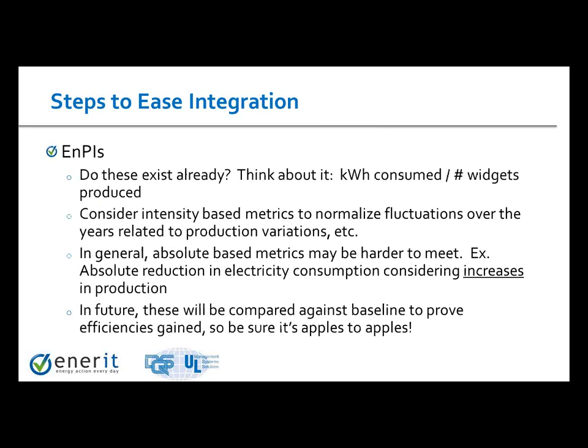Just talking about performance indicators, have you already identified energy performance indicators? Typically you may not have very strong energy performance indicators as part of your 14,001. So you need to think about what is your consumption per widget or per unit of product produced. Consider intensity-based metrics. Absolute-based metrics, like the annual consumption or the monthly consumption year on year, may be just harder to use within your organization. They don't really provide enough benefit because of production level changes or changes in temperature and weather patterns, especially if you're a high energy using industry that uses high heat loads or refrigeration processes.